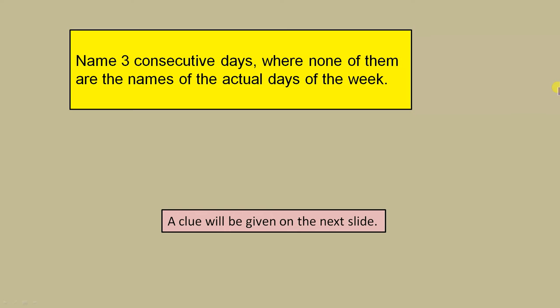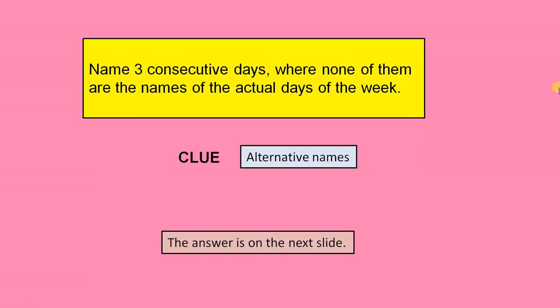Okay, I wonder how you went, whether you've solved that. If you have, congratulations. If not, let's see if this clue helps you. Name 3 consecutive days where none of them are the names of the actual days of the week. And the clue, alternative names. That's a little bit tricky, but it's the best clue I can give you. Alternative names. The answer is on the next slide, so good luck with it. And in about 1 minute's time, I will give you the answer.